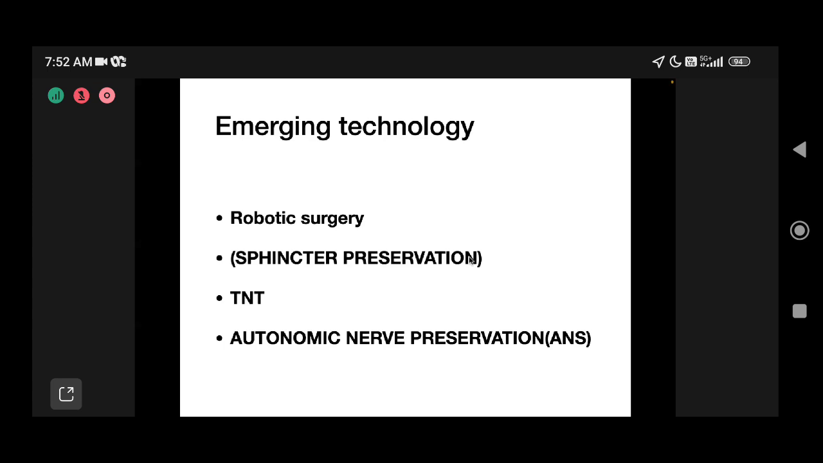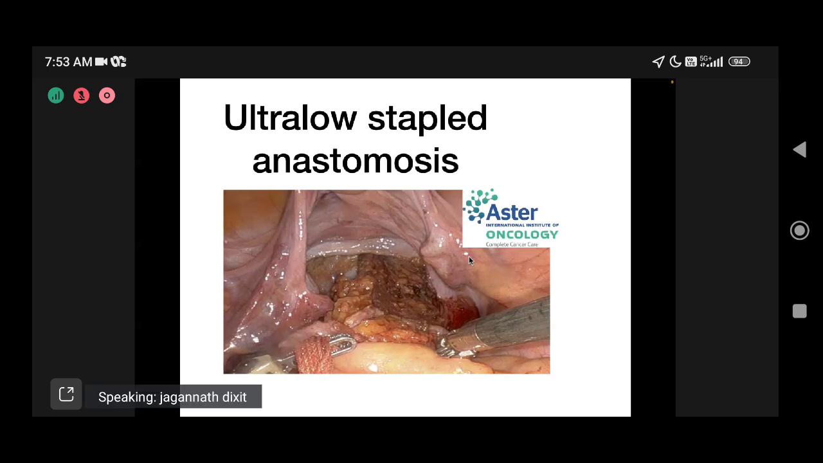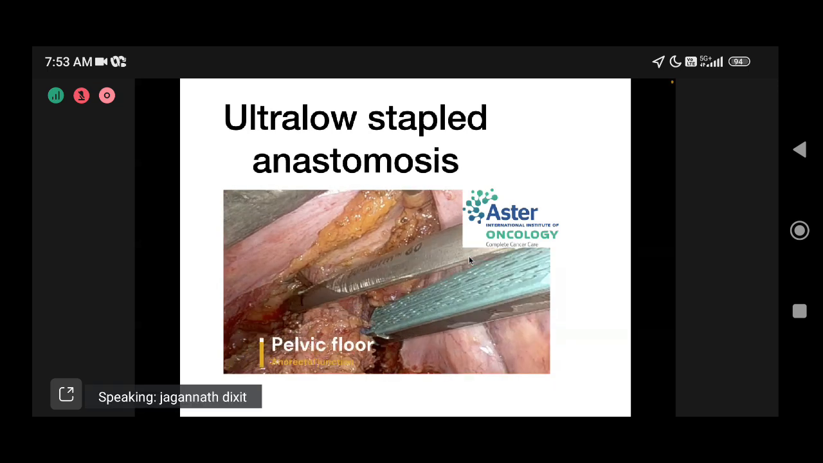But also important is that we need to get a good biological result by preserving the autonomic nerve. It will preserve the bladder functions, and things like erectile dysfunction are very much less if you do the autonomic nerve preservation. So just look at this. This is an ultra low anterior resection.